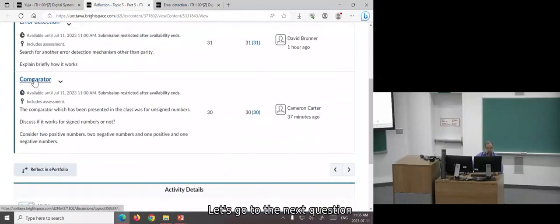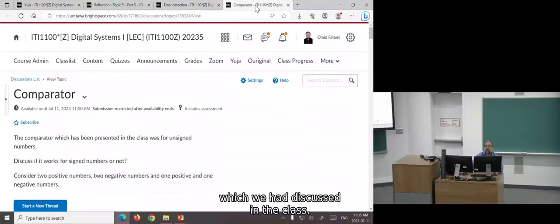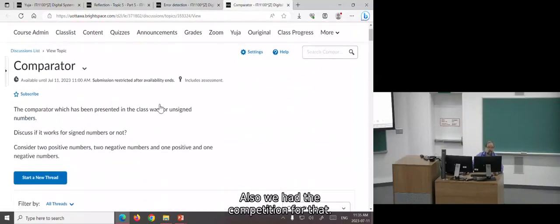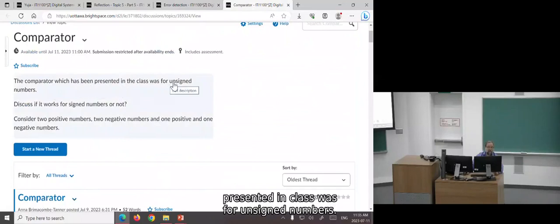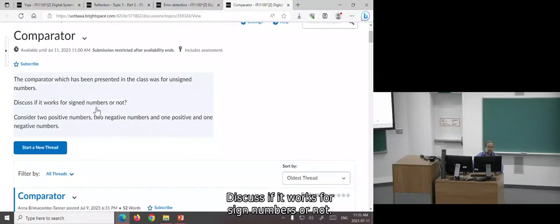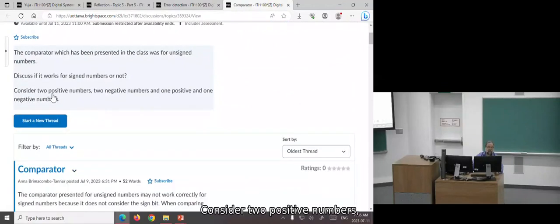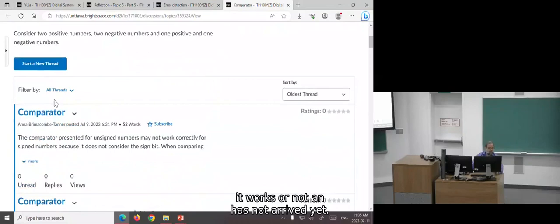Let's go to the next question, which we had discussed in the class also. We had the competition for that. The comparator which has been presented in class was for unsigned numbers. Discuss if it works for signed numbers or not. Consider two positive numbers, two negative numbers, and one positive and one negative number to see if it works or not.